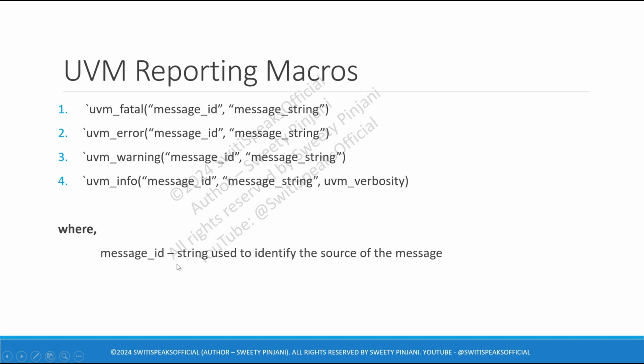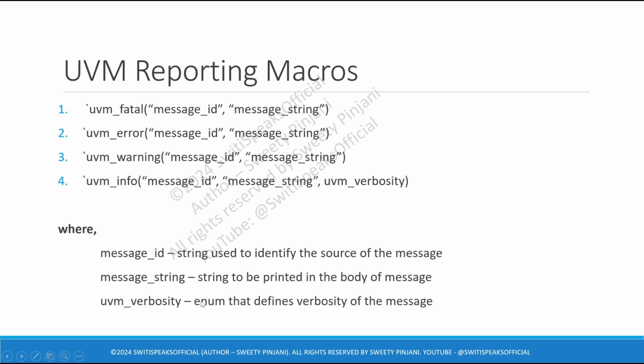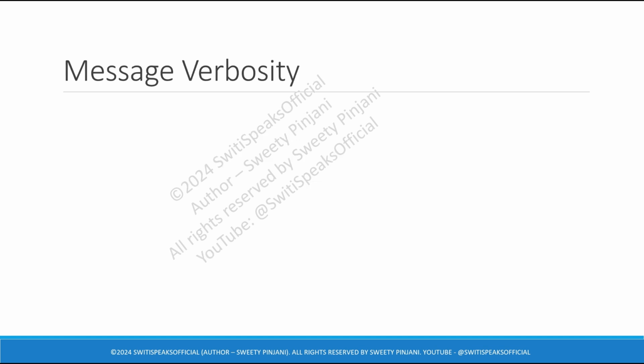As I said, message ID stands for a string which is used to identify the source of the message. It is an ID of your message. It will help to identify the message. Then the string which you want to print in the message, that is the message string. And the verbosity is an enum value. It defines the verbosity of the message. Verbosity helps you to filter certain messages. We will talk in detail about verbosity now.